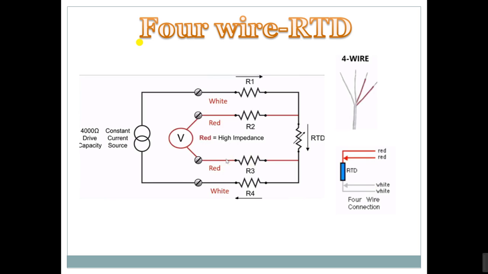The next one is 4-wire RTD. This has 4 leads, 2 red leads and 2 white leads. In a similar way it can be connected in a bridge. But the problem is the cost is very high. But it has the best lead wire compensation, and it provides the most accurate solution. So it can be used in laboratory settings.